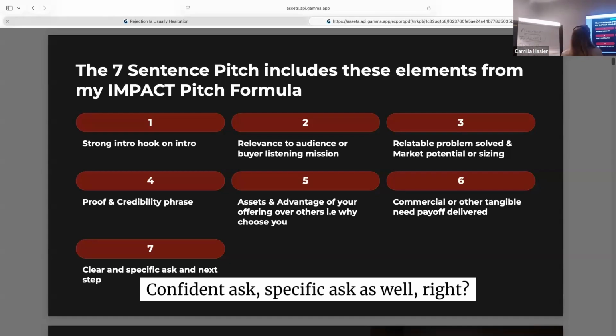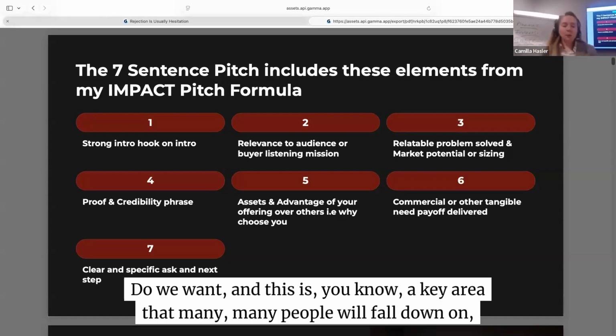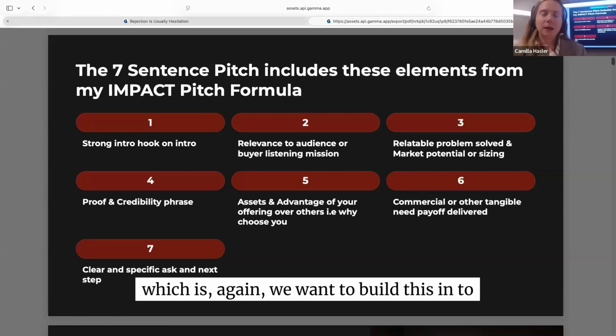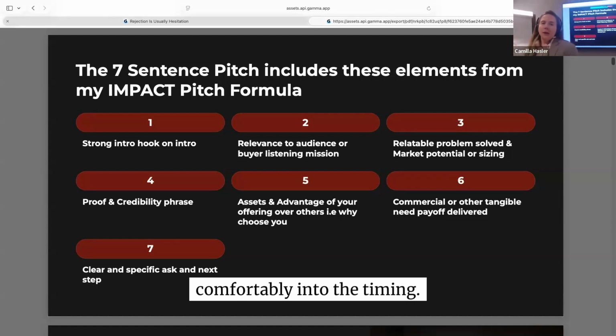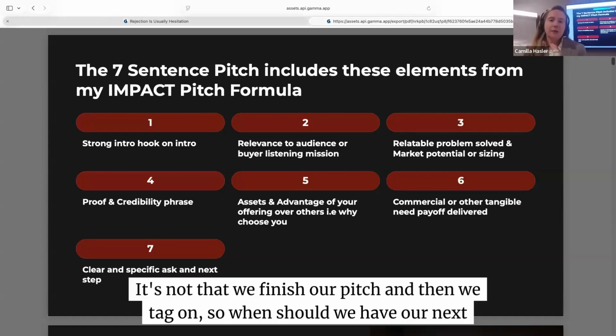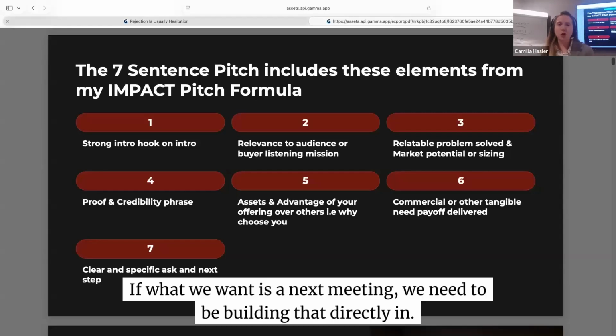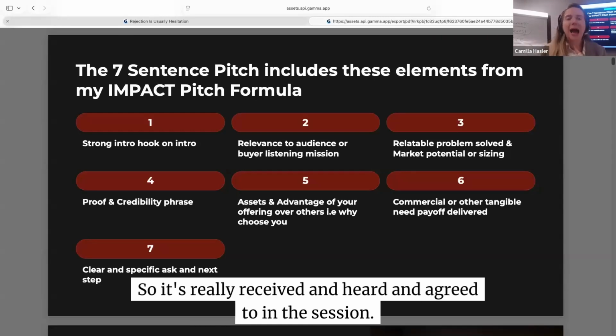A confident ask, a specific ask as well. This is a key area that many, many people fall down on. We want to build this comfortably into the timing. It's not that we finish our pitch and then tag on, so when should we have our next meeting? If what we want is a next meeting, we need to build that directly in, so it's really received, heard and agreed to in the session.